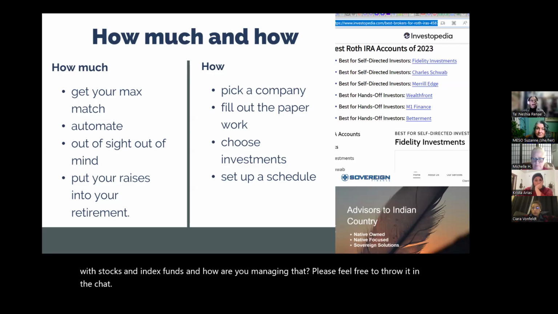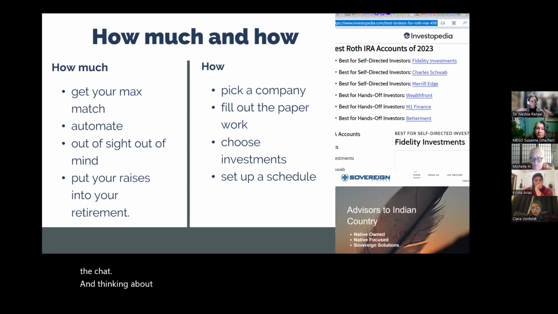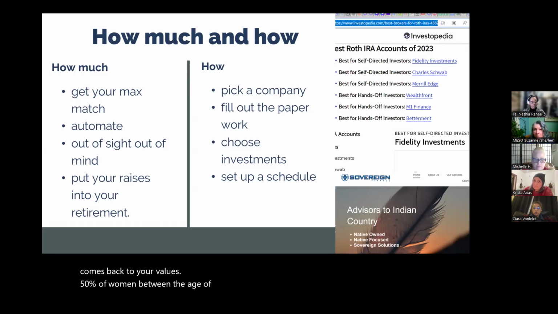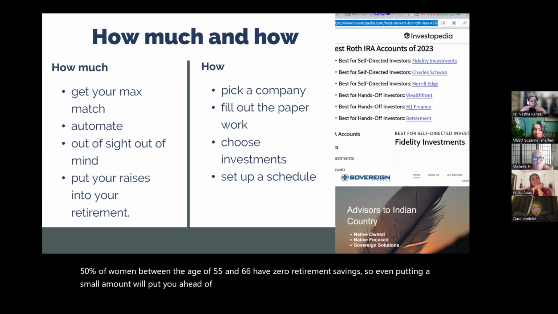And thinking about how much you need to invest, there's no answer to that. Again, it comes back to your values. 50% of women between the ages of 55 and 66 have zero retirement savings. So even putting in a small amount will put you ahead of the curve. Your goal will be to eventually put 15% of your income into retirement savings.